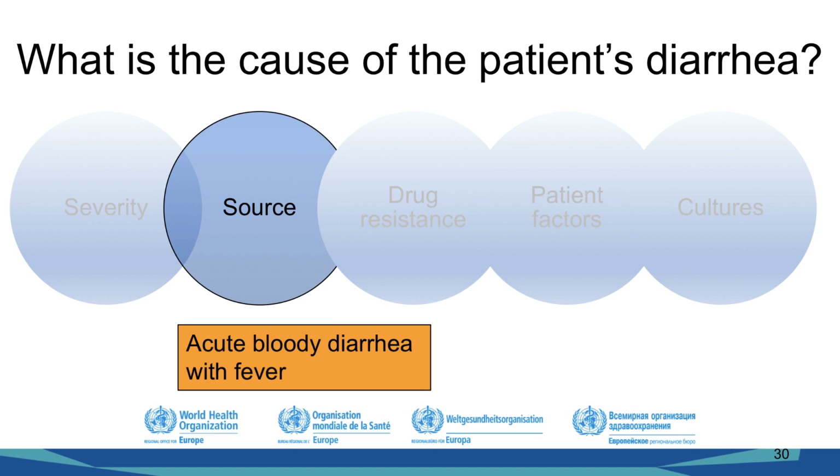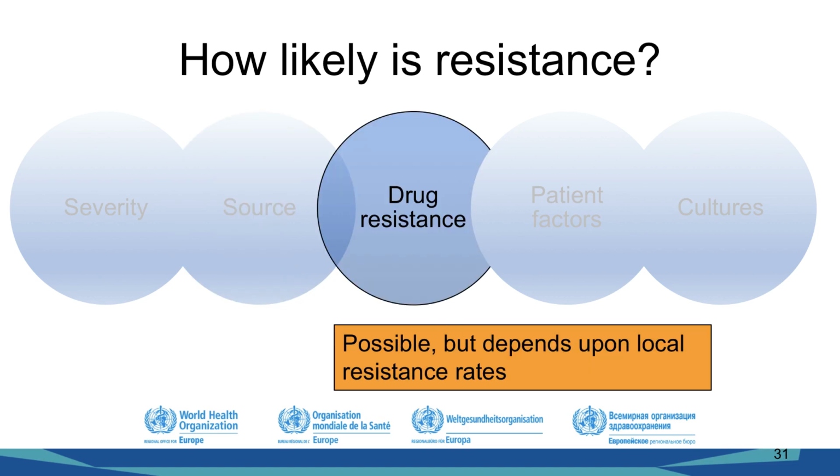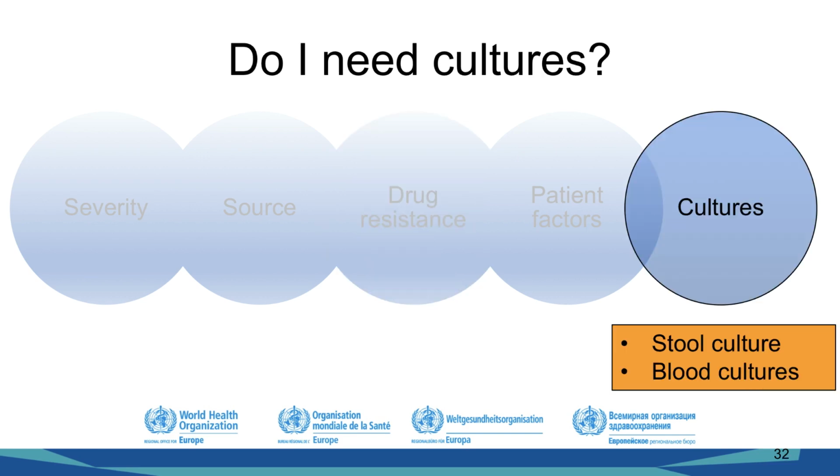The possible infectious etiologies of acute bloody diarrhea with fever include enterohemorrhagic E. coli, Shigella, Campylobacter, non-typhoidal Salmonella species, and Entamoeba histolytica. Given the emergence of drug-resistant enteropathogens worldwide, infection with resistant organisms is certainly possible, but most likely reflects local resistance rates, given that this was a locally acquired infection and not the result of international travel. And finally, in this case, you should obtain stool and blood cultures given the severity of her presentation.